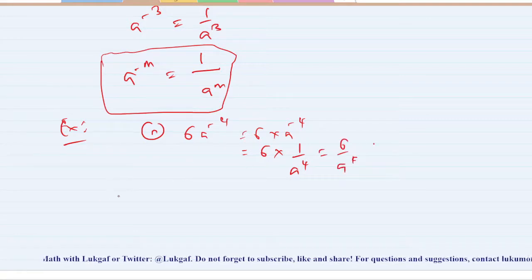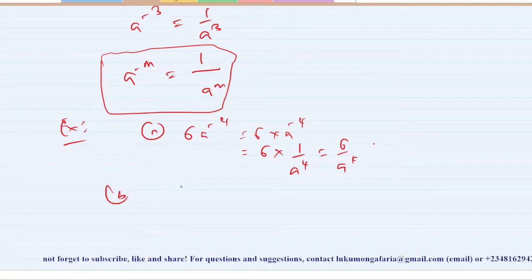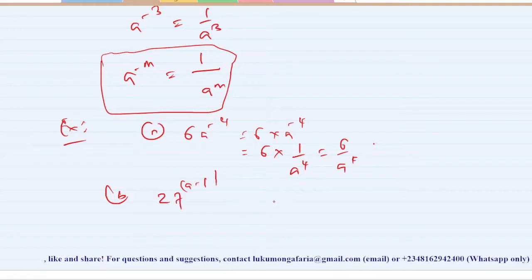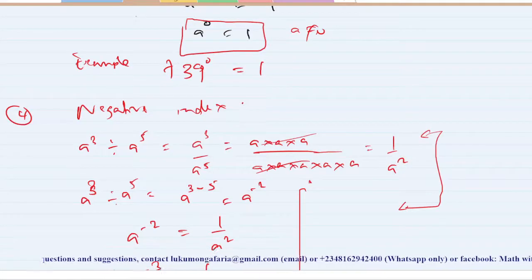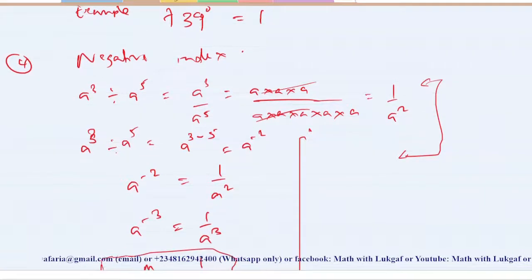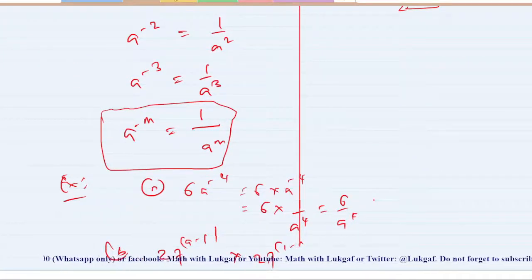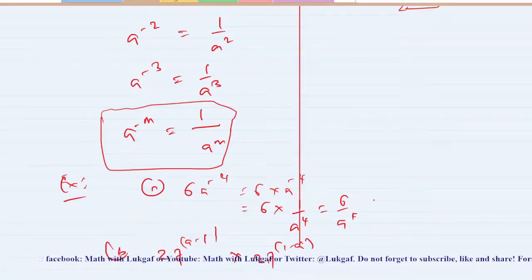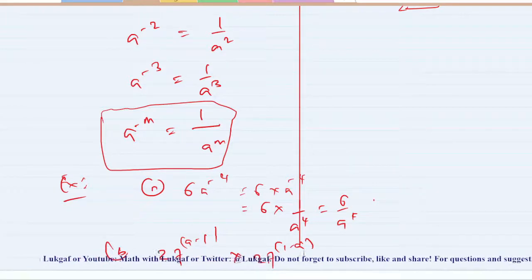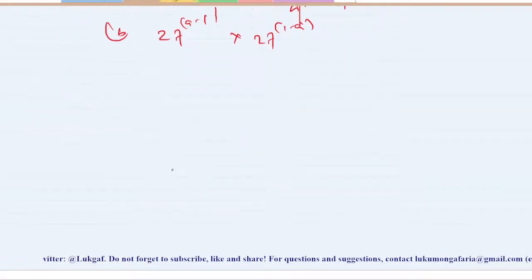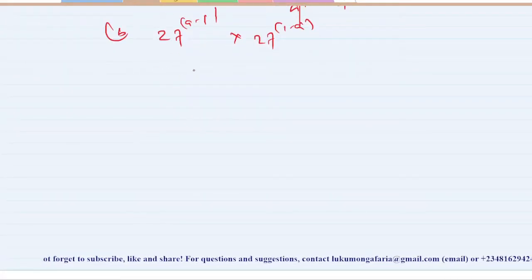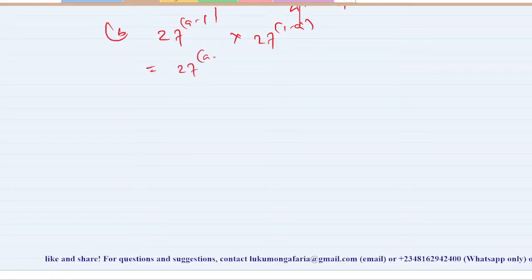Another one, let's say I have 27 raised power a minus 1 multiplied by 27 raised power 1 minus a. Excuse me, my pen is misbehaving. So, 27 raised power a minus 1 multiplied by 27 raised power 1 minus a. Now if you want to solve this, you can apply your multiplication rule. And this will give me 27 raised power a minus 1.